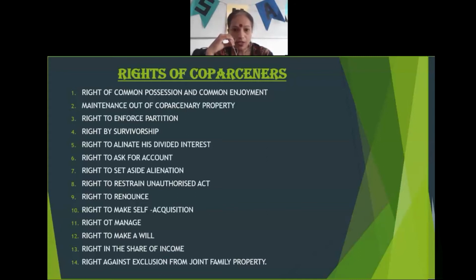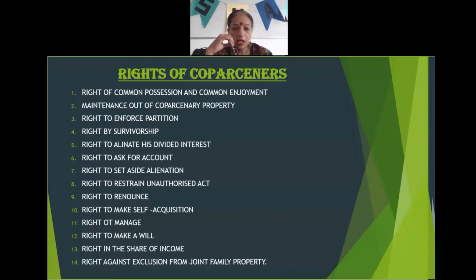But for that purpose, what does he have to ask for? He has to ask for a partition of the same. Provided again, there must not be any clause in respect to that in the divorce deed which has taken place between the mother and the father. So the right to make a self acquisition is available to a coparcener.